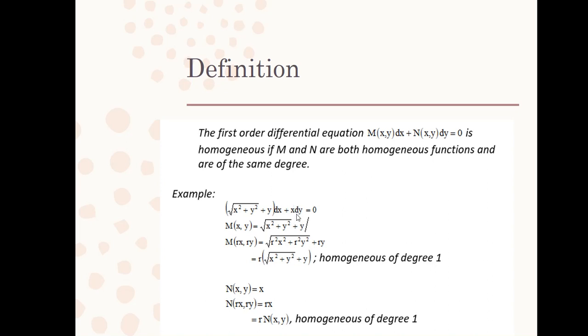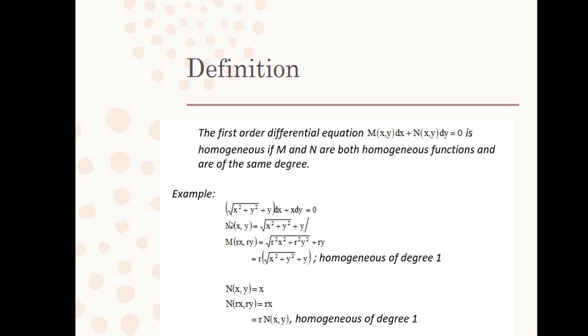It has only one term, so there's no need for us to check for homogeneity because we only have a single term there, of course aside from the dy. Now for the M of x and y, if you look at this x plus y here, it's of degree 1. Now if we look at the square root, both terms inside the square root have a degree of 2.